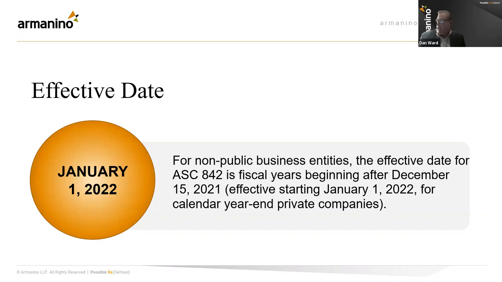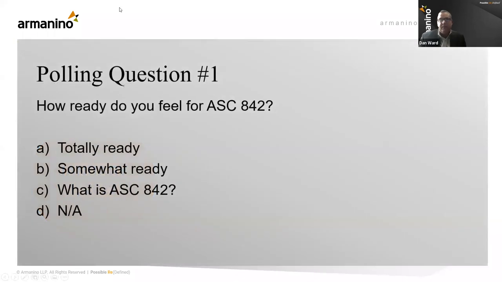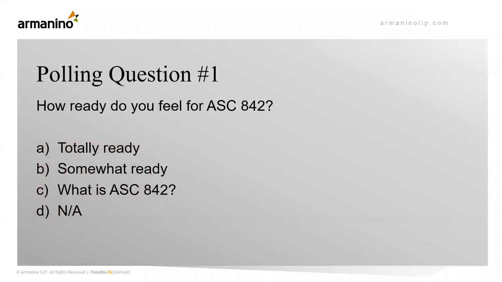And now I'm going to hand it off to Jonah for our first polling question. All right, everyone's favorite part, the polling questions. So how ready do you feel for ASC 842? Option A, totally ready. Option B, somewhat ready. Option C, what is ASC 842? Hopefully that's not everyone's answer. And then option D, not applicable, maybe it doesn't apply to you. So we'll give this a few seconds here once I launch this poll.